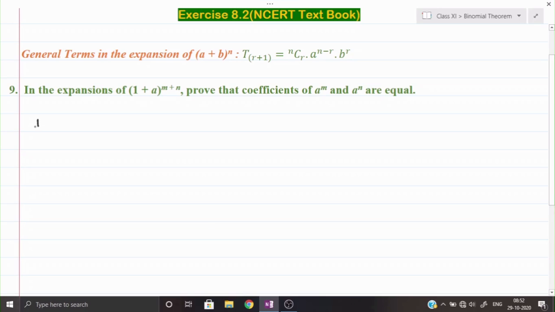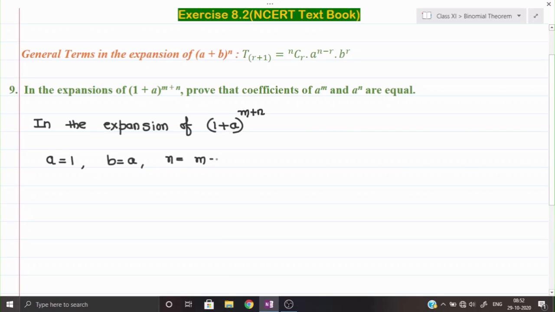So first we shall write down here, in the expansion of 1 plus a whole power m plus n, we can say that a will be equal to 1, b will be equal to a, and n will be equal to m plus n. Okay, so we shall put up the value of t r plus 1.